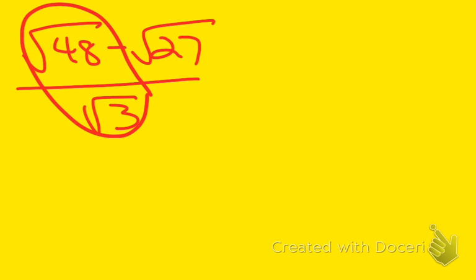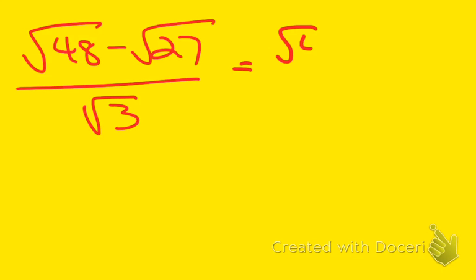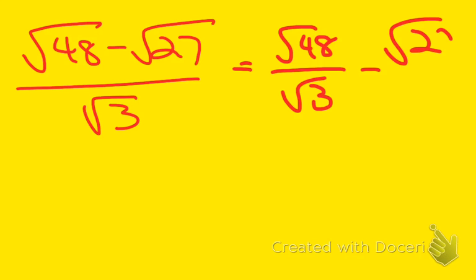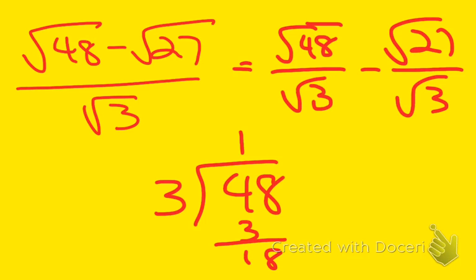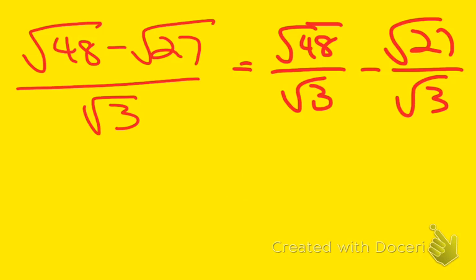So I'm going to rewrite this as the square root of 48 over the square root of 3 minus the square root of 27 over the square root of 3, because that 3 goes to both. So now I can reduce this one. Does 3 go into 48? It does. 3 goes in 16 times. So this is the square root of 16, and we'll reduce it to 4 in a minute.